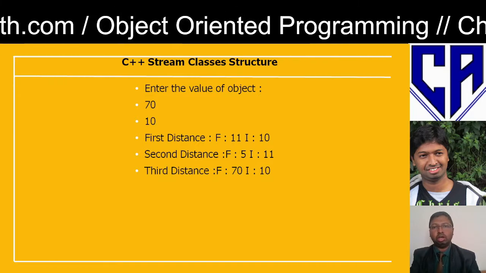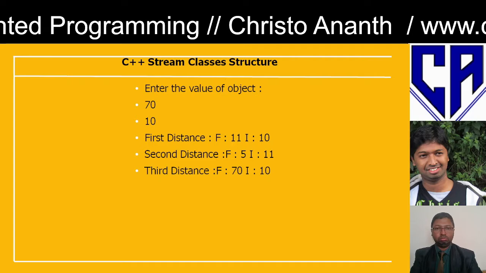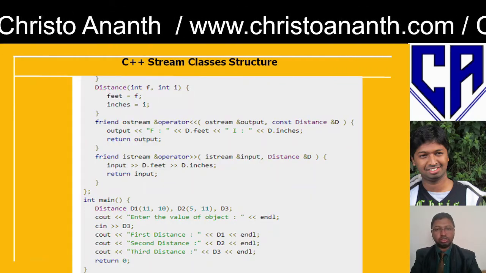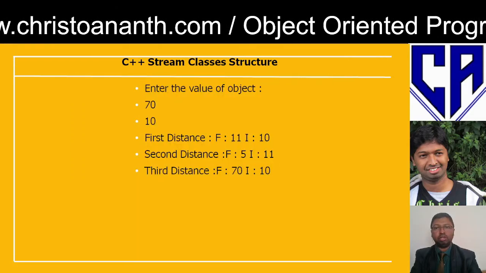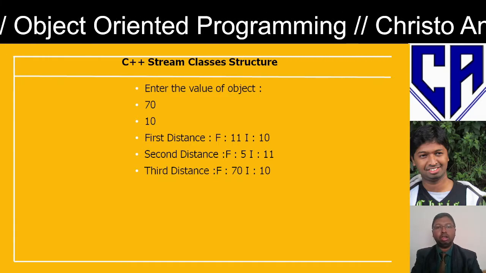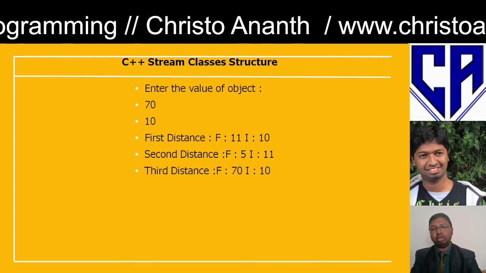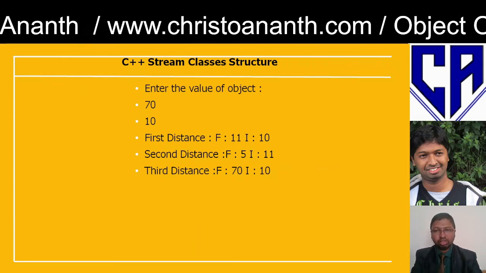Whenever you go with the enter the value of the object, 70 and then 10, first the distance it will compute is d1. For d1 you'll have 11 feet and 10 inches. The second distance is 5 feet 11 inches, and the third distance is 70 feet 10 inches.